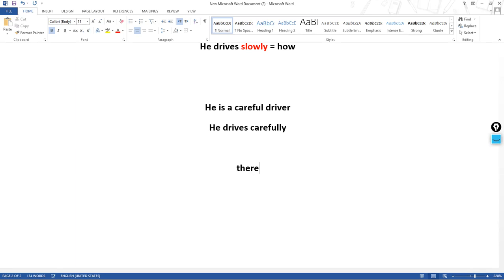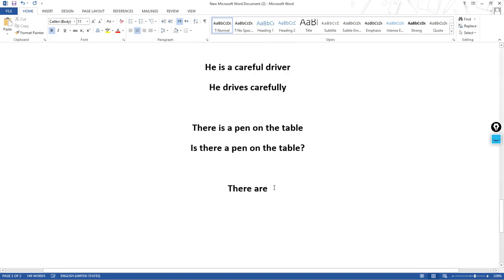It is the same if you want to say there is or maybe there are. Let me give you an example. If I want to say there is a pen on the table. Now, if you want to ask a question, absolutely you have to say, is there a pen on the table? A question mark. It is the same if you want to use there are.